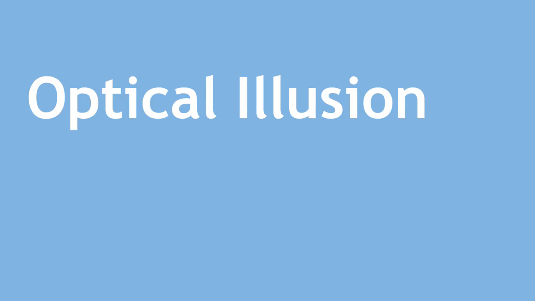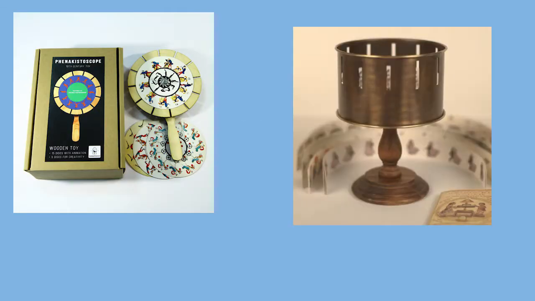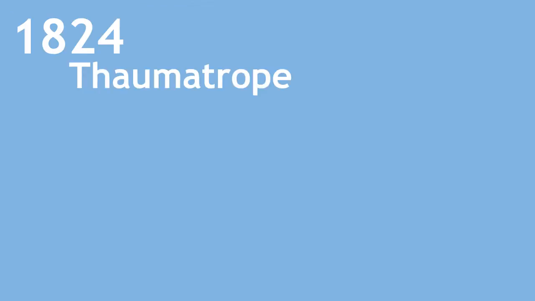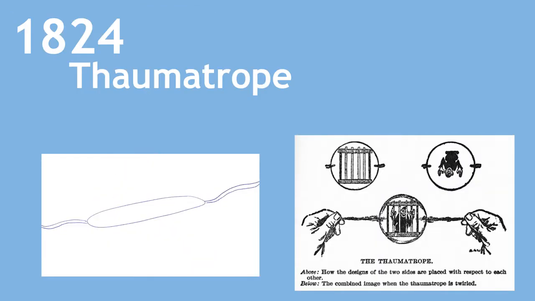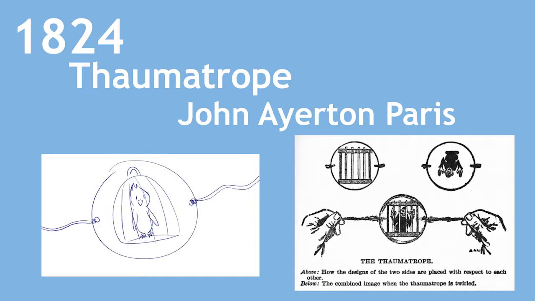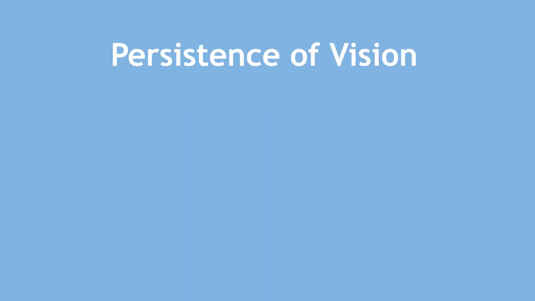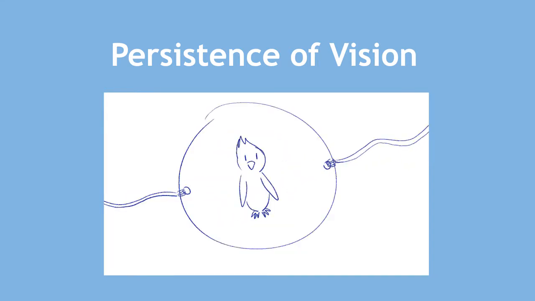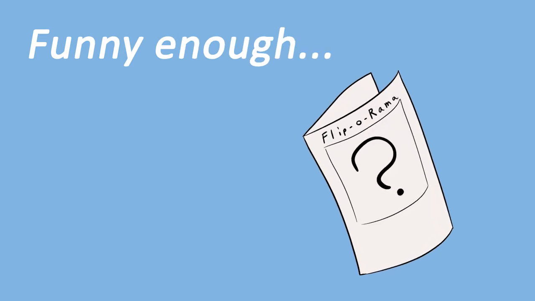Before film, stories and contraptions were created in the name of optical illusion to amaze users and audiences. These toys were the precursor to animation as we know it today. In 1824, the thaumatrope was invented by British physician John Ayrton Paris. This optical toy used persistence of vision to trick the eye into seeing two images combined into one. More on persistence of vision later. Funnily enough, the concept of the thaumatrope is similar to the fliporama, which we will also look at later on.